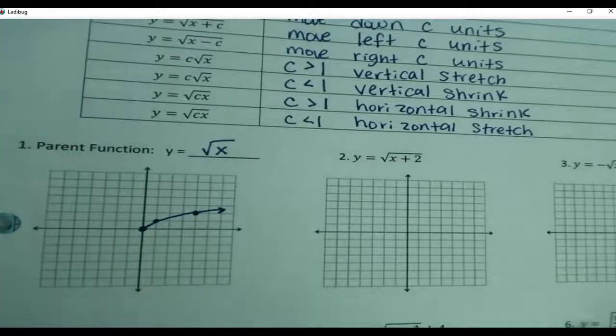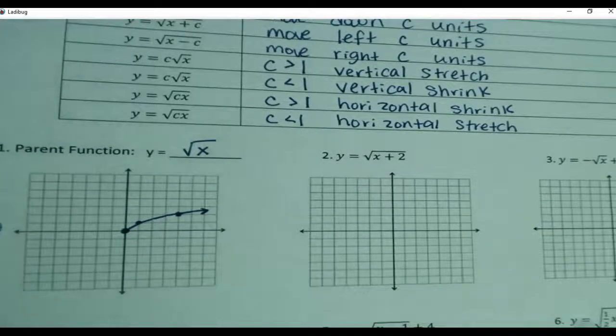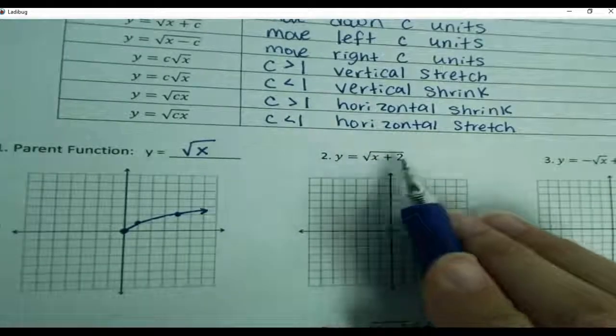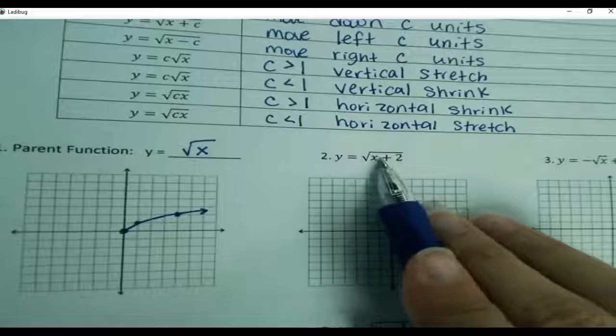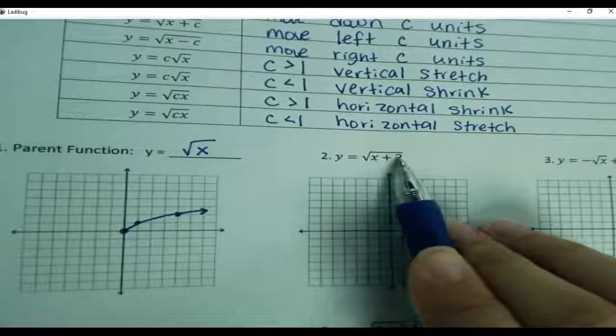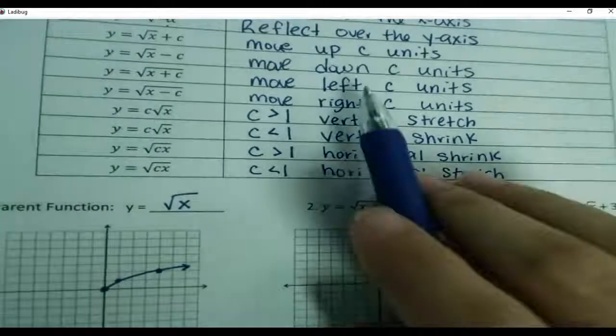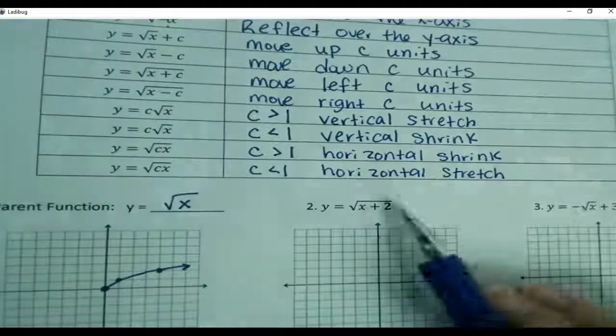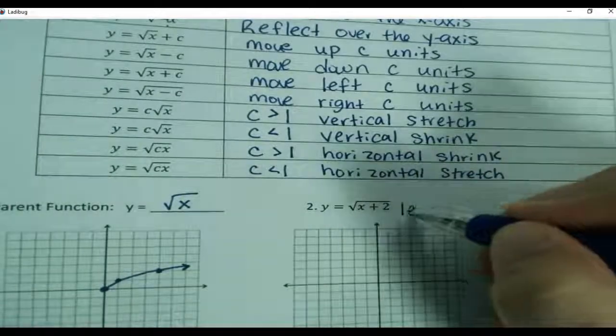But let's move these points around without graphing them. Let's do it by hand. So if I look at this next one, we've got the square root of x plus 2. Well, what is plus on the inside? How does that move? Good, left. So we look right here, plus on the inside moves left, and we've got a 2. So we're going left 2.